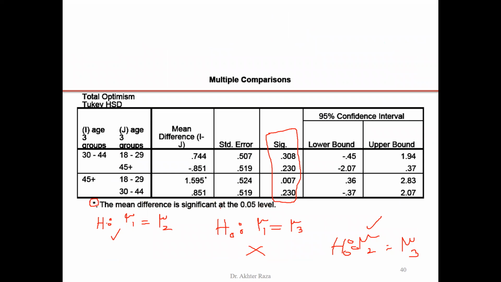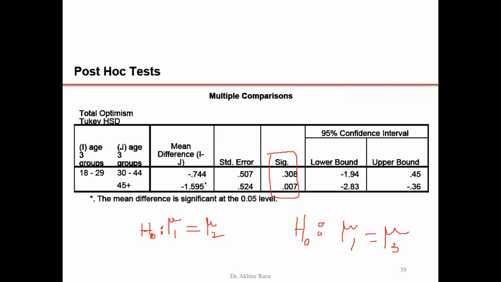The mean difference is significant. Significant are what? This is significant because there is a star here, and this is the older group, this is the younger group. Older group and younger group is significant. And one more time we have significant, and that is here.